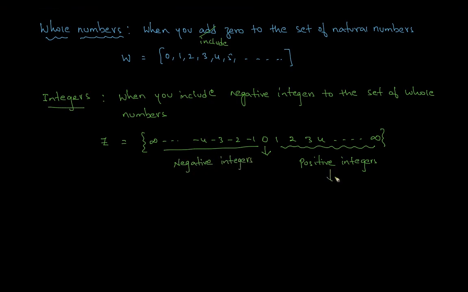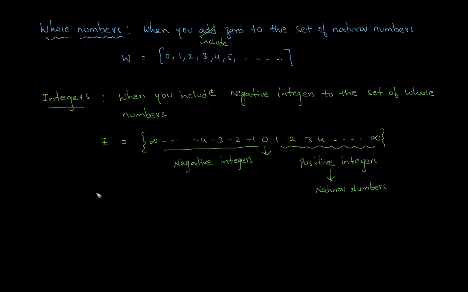So positive integers are also called natural numbers. All positive integers are called the natural numbers. Why? Because the natural numbers are 1, 2, 3, 4, and so on to infinity.